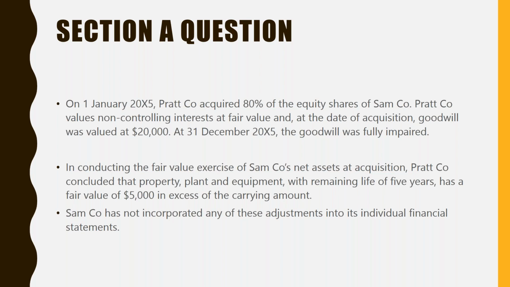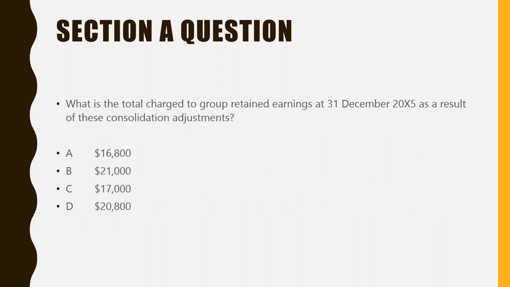In conducting the fair value exercise of Samco's net assets at acquisition, Pratt & Co. concluded that PP&E, with a remaining life of 5 years, had a fair value of $5,000 in excess of the carrying amount. So here we have an adjustment for fair value uplift, and therefore there will be some additional depreciation you'll have to treat. Samco has not incorporated any of these adjustments into its individual financial statements. So which one of these is the answer? Is it A, B, C, or D?